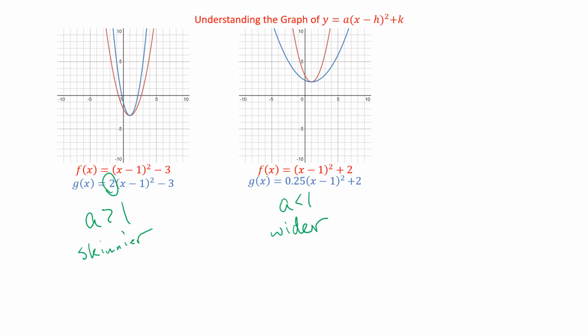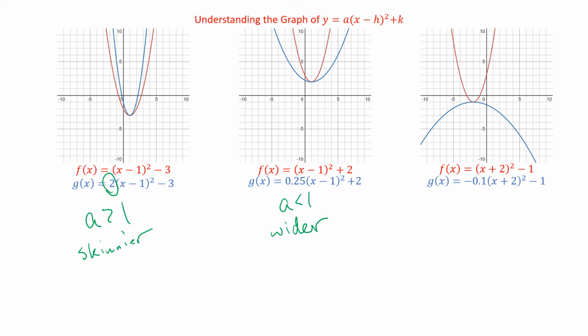It's not a quadratic. What if we went smaller still and we got negative? It's going to go down. When a is negative, when a is less than 0, it opens down. Notice this one is wider than the other one. That's because the 0.1 is less than 1.